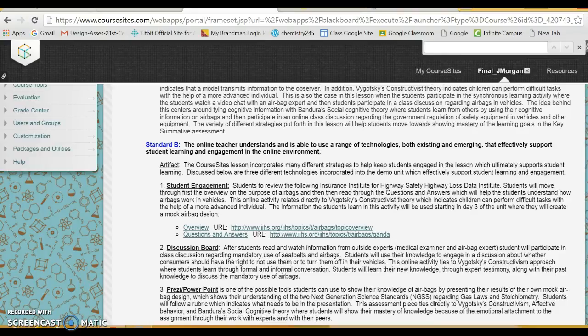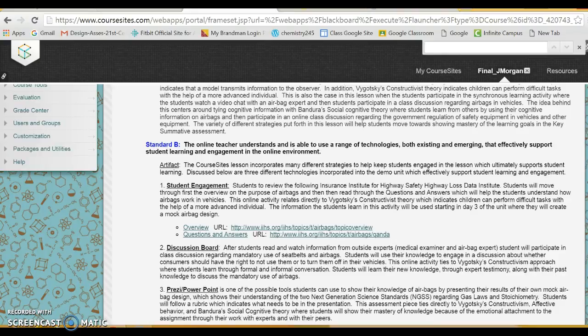The discussion boards: students are going to learn their new knowledge from the expert testimony along with their past knowledge, and discuss the mandatory use of airbags in vehicles and what our rights are, how our country is maybe a little bit different than other countries, and so on and so forth. So they'll do that through a discussion board assignment.